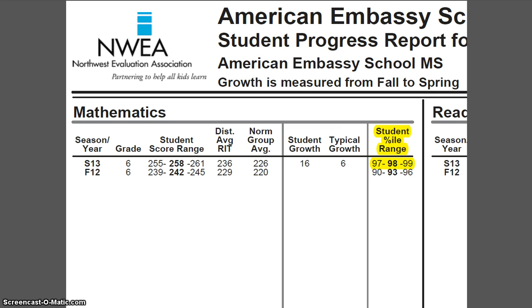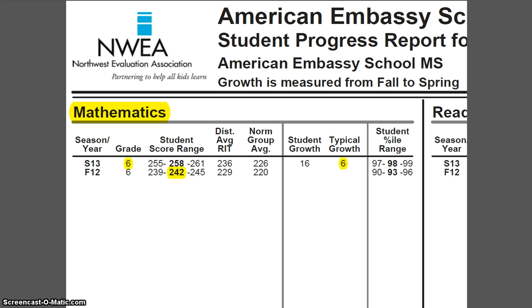Student percentile range. This student performed better than 97 to 99% of US students in the same grade, with the center of the range, 98%, being the best estimate. Student growth is simply the change in RIT score from a previous test date. In this case, growth is measured from fall to spring. Typical growth is the average growth of US students in the same grade who began the fall with the same RIT score in the same domain.